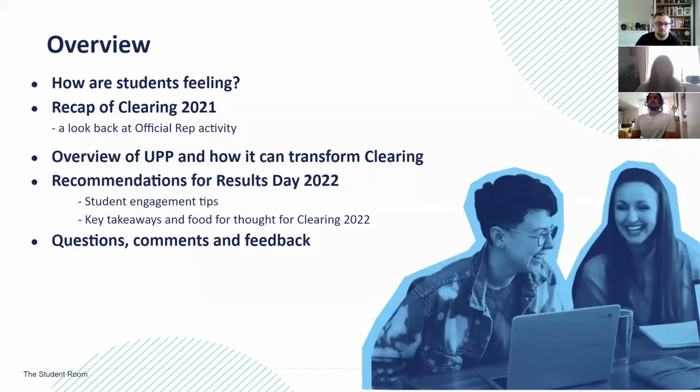Back over to Oscar. Yeah, back to me. So just a brief overview of what we're going to cover today. We're firstly going to talk about how students are feeling this year. And then we're going to do a recap of how clearing went last year, taking a look back at some of the official rep activity we've had on site. And then Craig is also going to do an overview of the UPP and how it can transform clearing for you. And then we're also going to be doing some recommendations for results day this year with some student engagement tips, and then also some key takeaways and food for thought for clearing 2022. And then we're also going to save some time at the end for some questions, comments, and feedback as well.